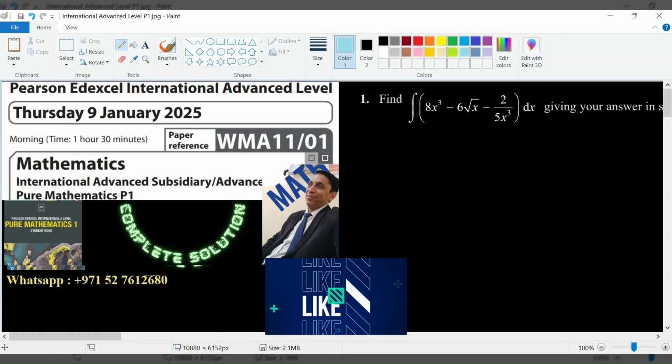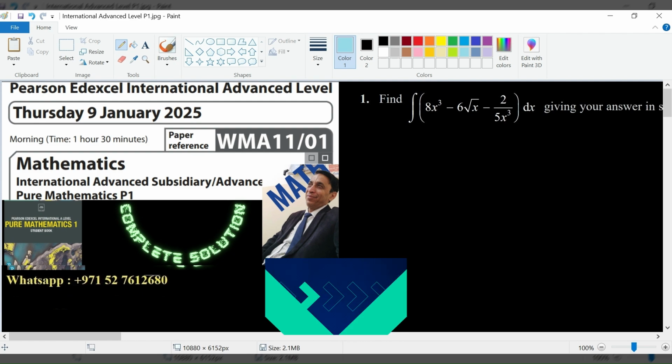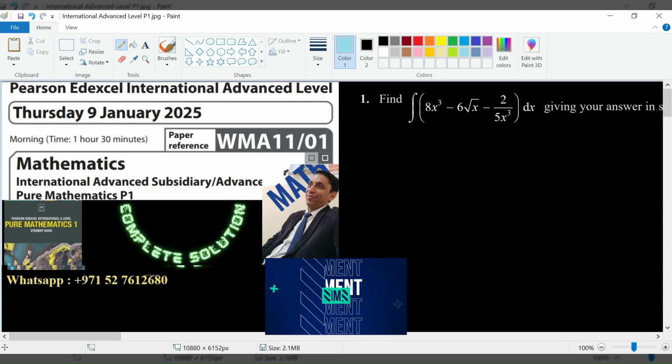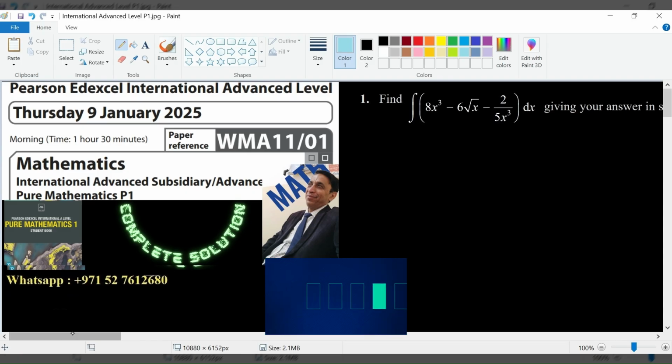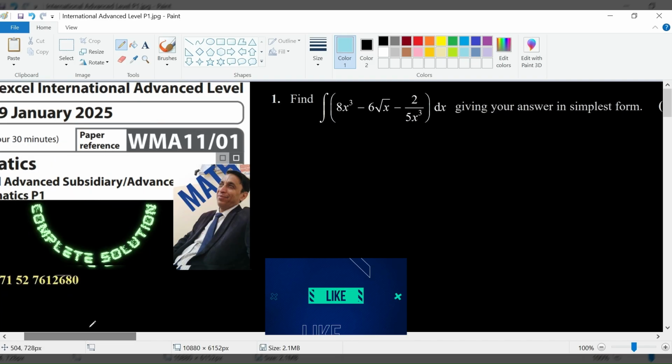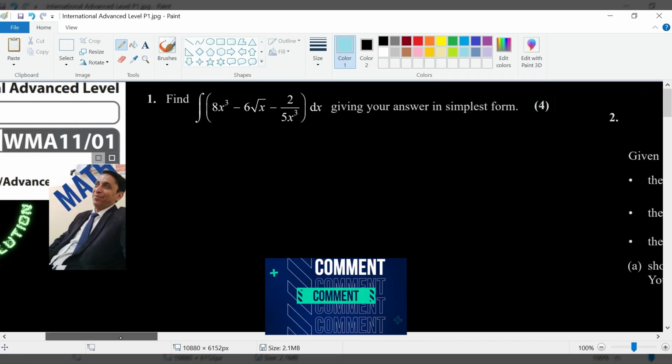Now, the paper was on 9th of January 2025, and this paper is Pearson Edexcel International Advanced Level Pure Mathematics P1. In here, there are 7 questions altogether. I'll be solving all those questions. Now, let's begin with question number 1.